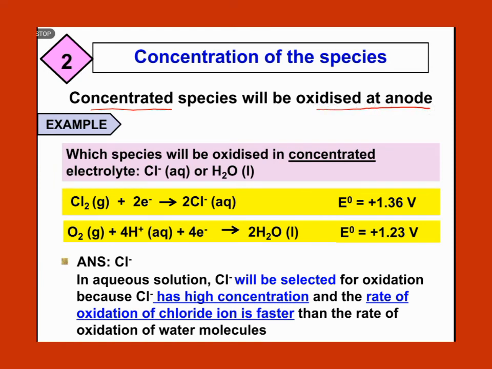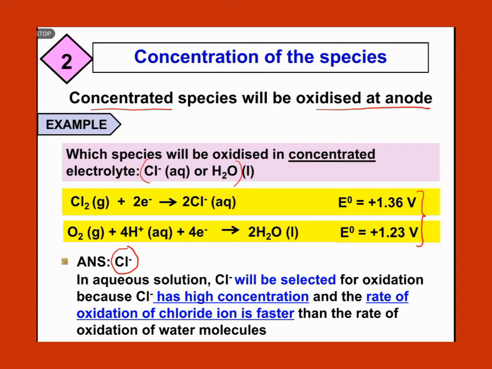Example, which species will be oxidized in concentrated electrolyte, chloride or water? To answer this question, first of all we have to take out the SRP equation from the table and take out the E naught values. From the values, we compare between these two species, and normally the more negative one would be selected to be oxidized at the anode. But in this case, if the concentration of the chloride ion is more than the water, then the answer is not water, but the answer is chloride ion.